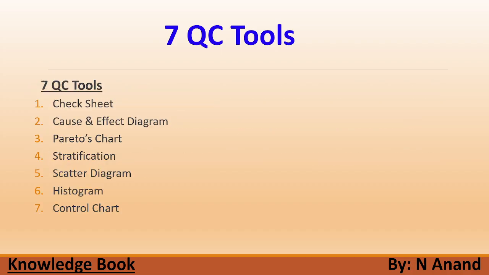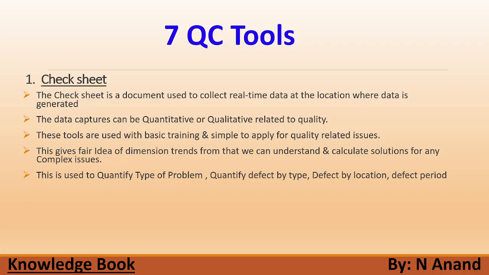What are these 7 QC tools? Check sheet, cause and effect diagram, Pareto chart, stratification, scatter diagram, histogram, and control chart. The first is a check sheet.